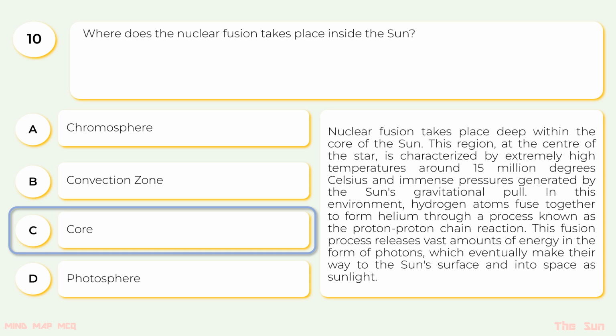This region at the center of the Sun is characterized by extremely high temperatures, around 15 million degrees Celsius, and immense pressures generated by the Sun's gravitational pull. In this environment, hydrogen atoms fuse together to form helium through a process known as the proton-proton chain reaction. This fusion process releases vast amounts of energy in the form of photons, which eventually make their way to the Sun's surface and into space as sunlight.